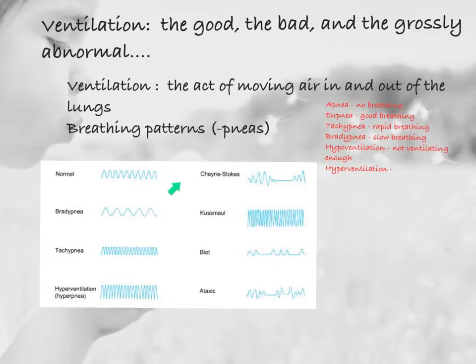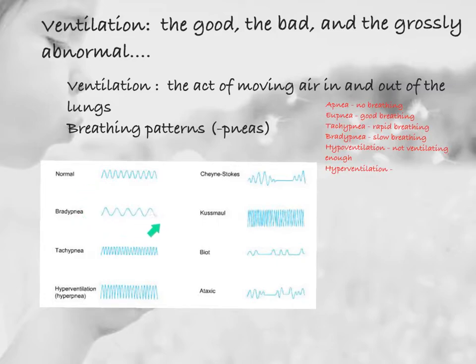Children breathe faster than that. Newborns will breathe 30 to 60. Older children could be 20 to 30. It depends on the age, really. But as children get older and their lungs get bigger, their breathing slows down. So in an adult, this would be a normal breathing pattern.